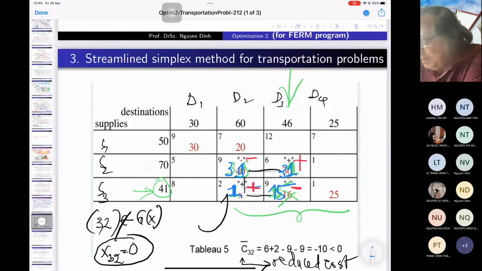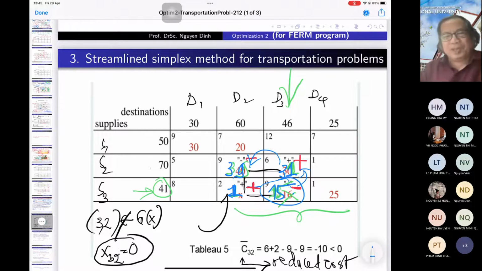So what does it mean? It means that if in the new cell you enter, the selected cell here, you enter this cell 1 unit, you move 1 unit, and then in the row here, the next one here, you must minus 1, and in the plus cell you must plus 1, in the minus cell you must minus 1. Everything is okay. But what is changed here?